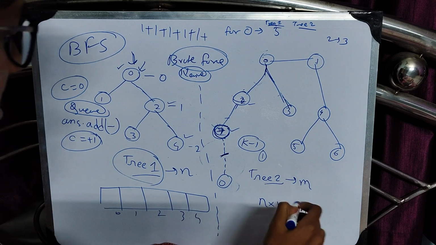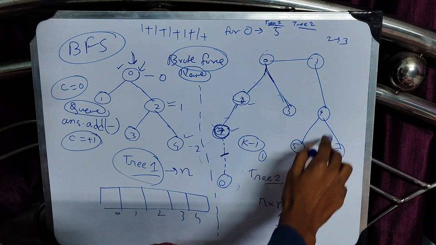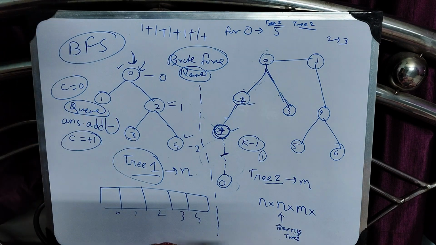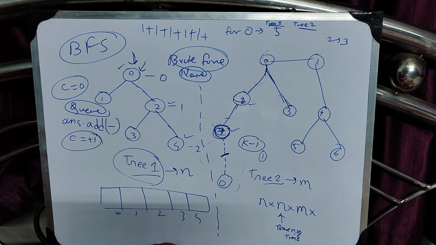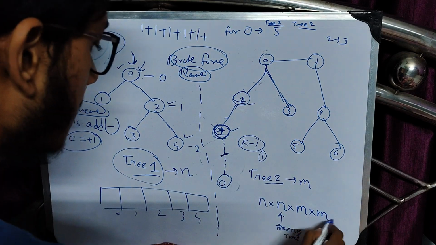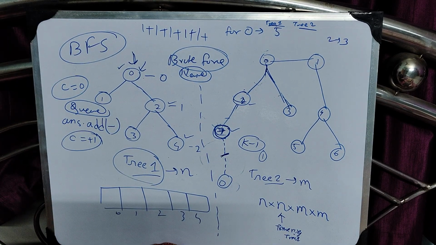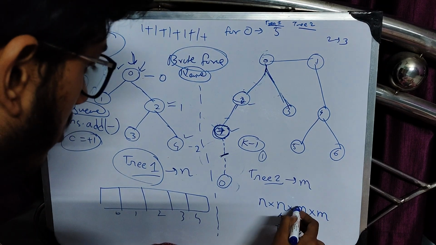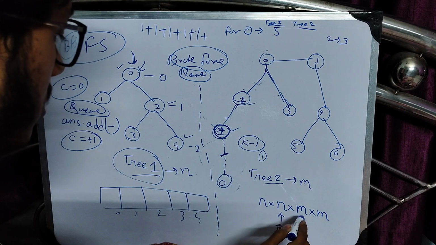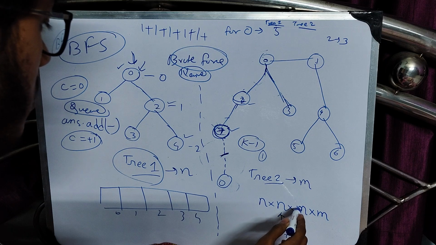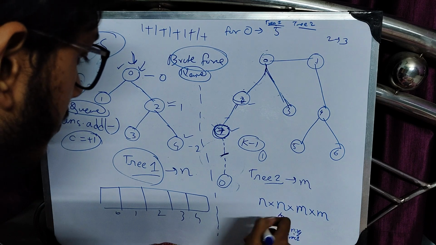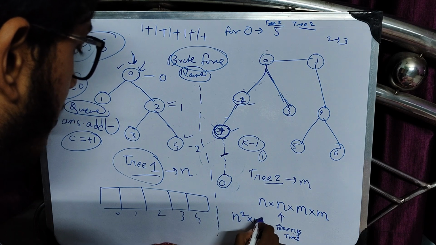So let's take it as m, because we are going to traverse each and every node. And for each and every node of tree 2, we are going to traverse the k minus 1th level. The k minus 1th level can be a maximum of m, it can consist of all the nodes of T2, so m. For tree 2, we are finding the golden node, traversing for each and every m, right? Okay, so the time complexity is n squared into m squared.